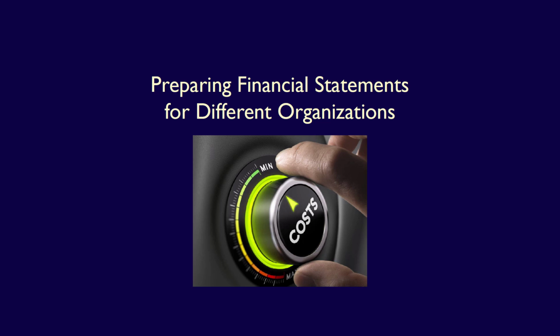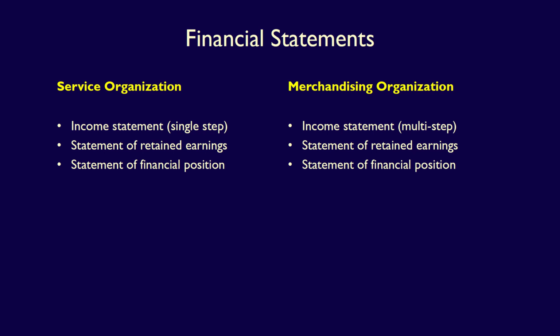What is the structure of the financial statements for different types of organizations? Recall that in your introductory financial accounting course, you likely covered the income statement, the statement of retained earnings, and the balance sheet for both a service and a merchandising organization. For the service organization, you completed a single-step income statement, and for the merchandiser, a multiple-step income statement.